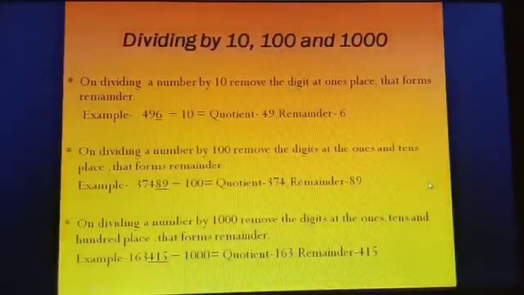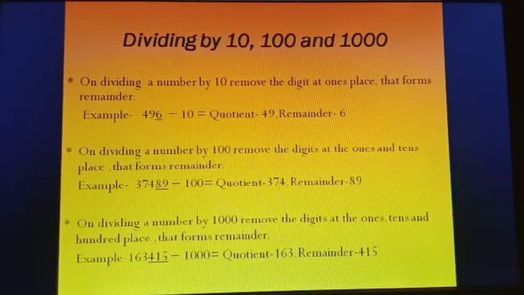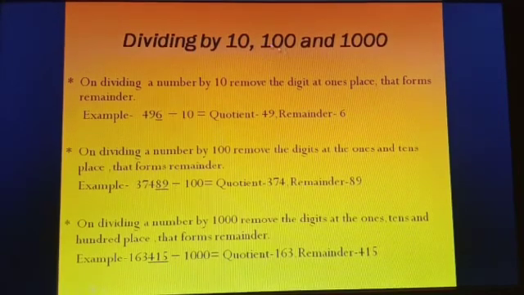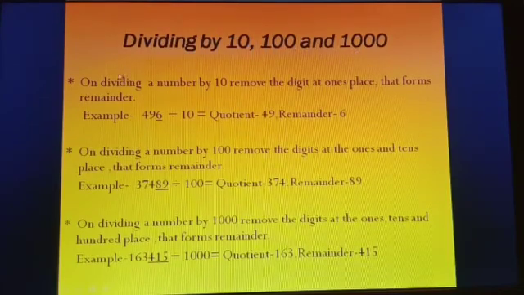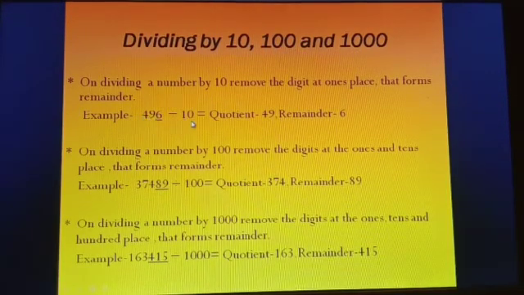Now just see, the next topic is dividing by 10, 100 and 1000. It is also very simple. You just have to see the number of zeros present in these numbers. If you have to divide 496 by 10, in 10 there is 1 zero on the ones place, so this ones place digit will be the remainder and the rest of the digits will be the quotient.